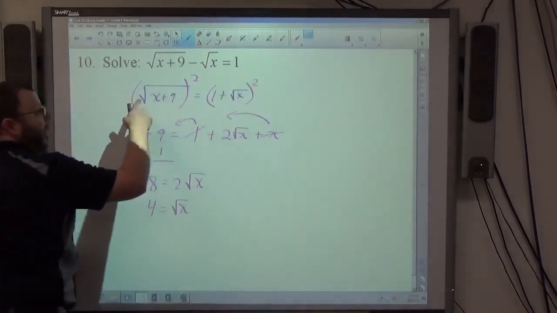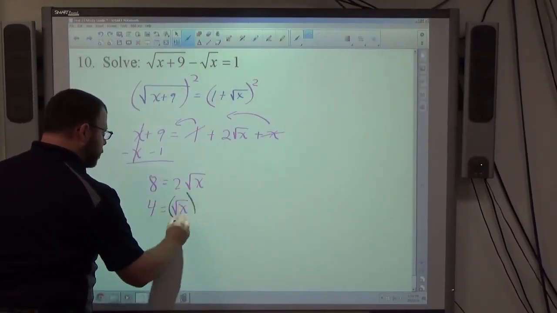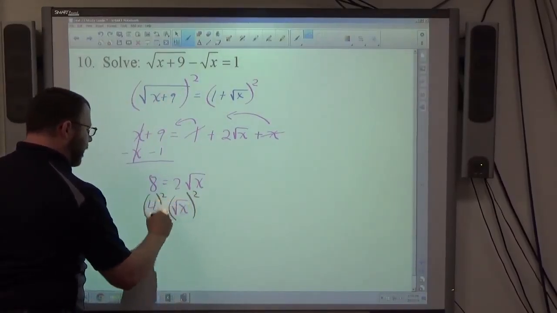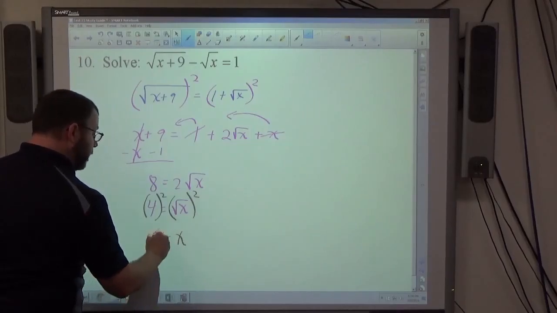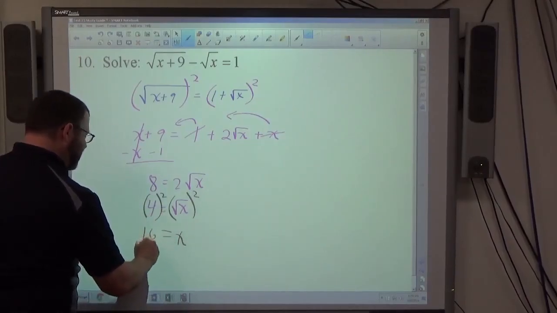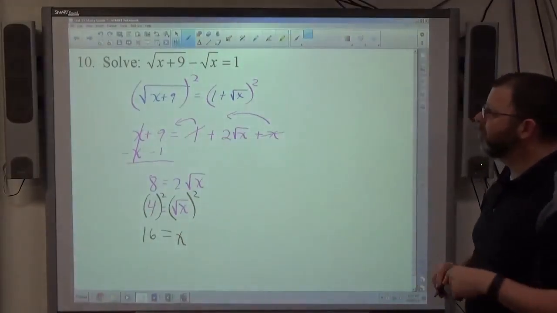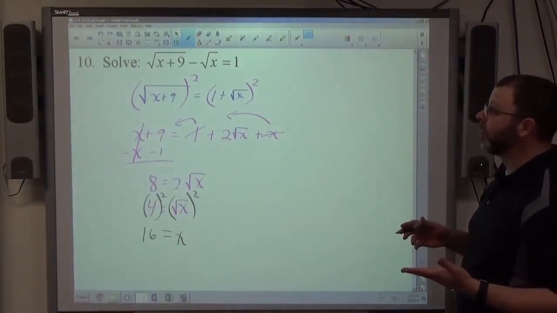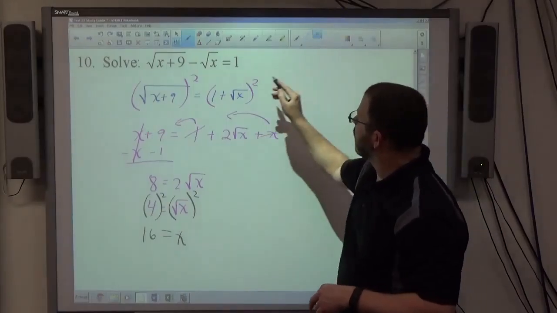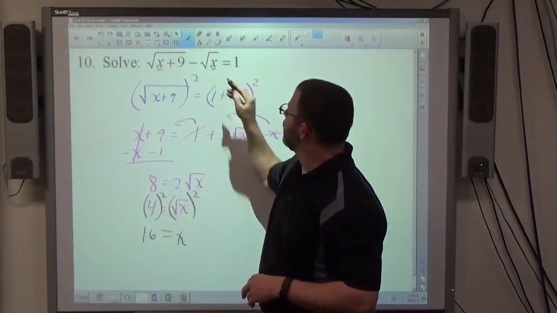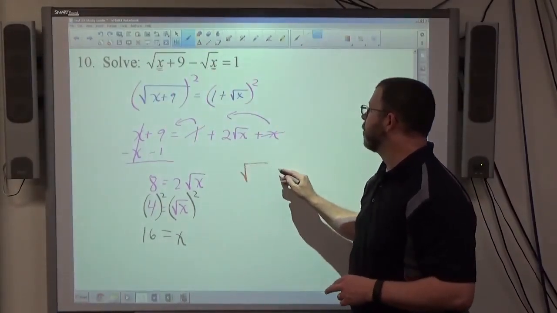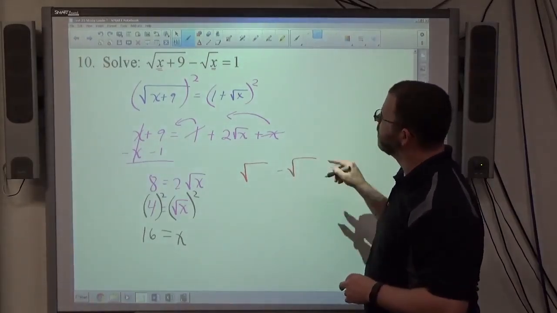So just like I did up here where I had square root equals something else, I'm going to square both sides. Square root of x squared is x. 4 squared is 16. Once I know that x equals 16, what I have to do is put it back in the original problem to verify that it actually works. And all that means is I'm going to replace this x and this x with a 16 to see what happens. So square root minus square root is supposed to equal 1.